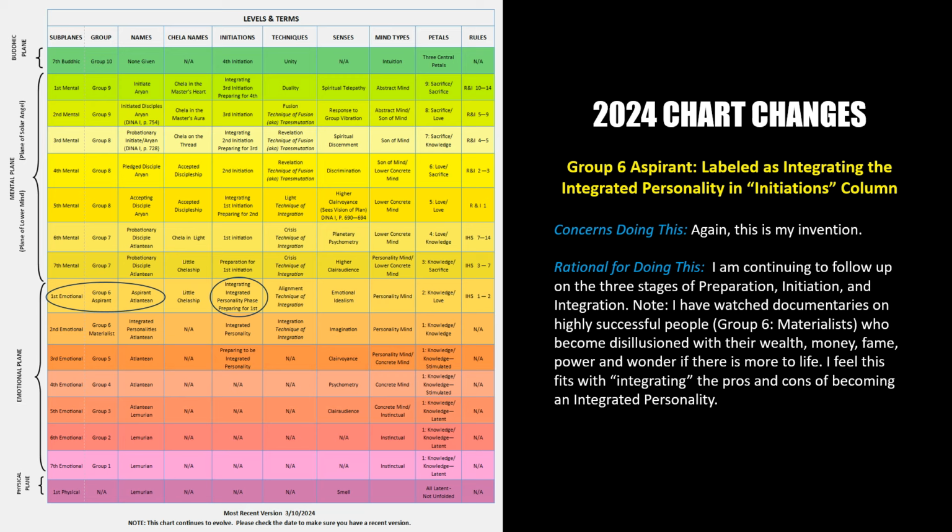And note, I've watched documentaries on highly successful people that I call group 6 materialists or integrated personalities who become disillusioned with their wealth, money, fame, and power, and wonder, is there more to life? And I feel that that disillusionment phase, as they're starting to become a group 6 aspirant, is like them integrating the pros and cons of becoming an integrated personality.